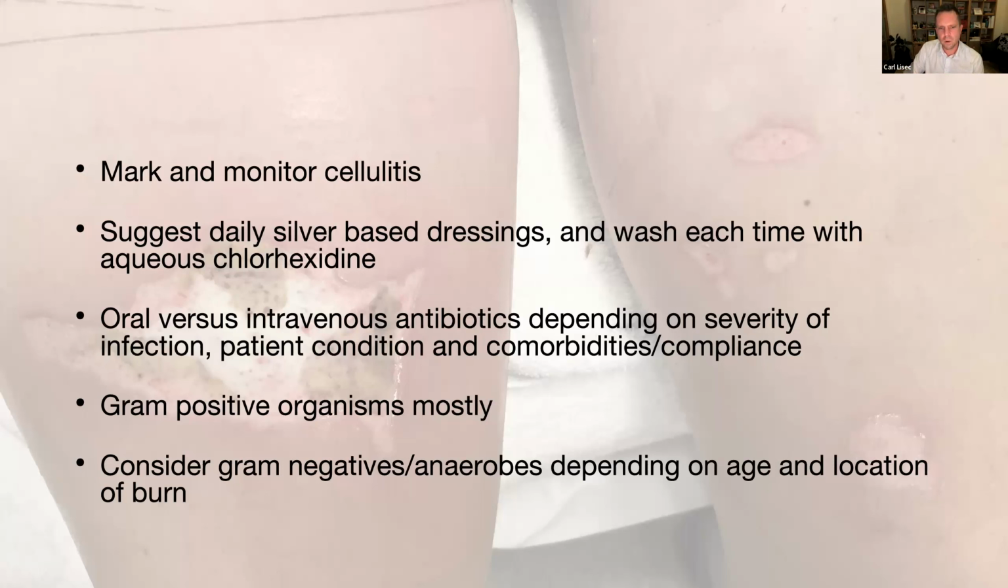So if you are going to start oral antibiotics, you want to cover the skin commensal organisms. But if the burn is a week down the track or the patient's immunosuppressed or diabetic, we have to consider the possibility of some mixed gram-negative cover as well, because although early burn wound infections are usually gram-positive organisms, later burn wound infections are usually gram-negatives, and the most common one we see all the time is Pseudomonas.